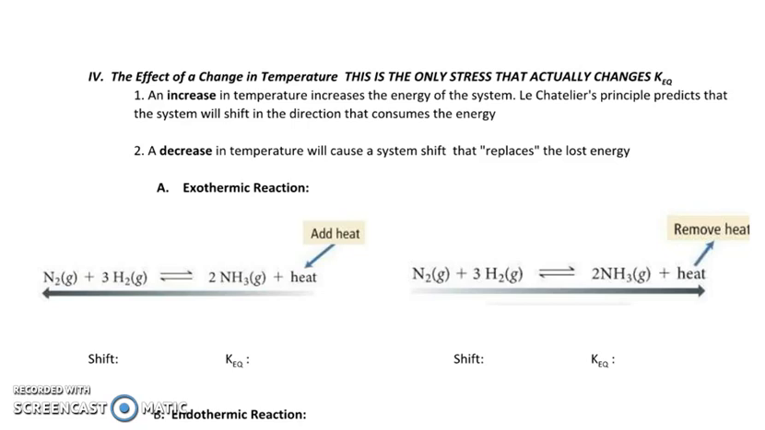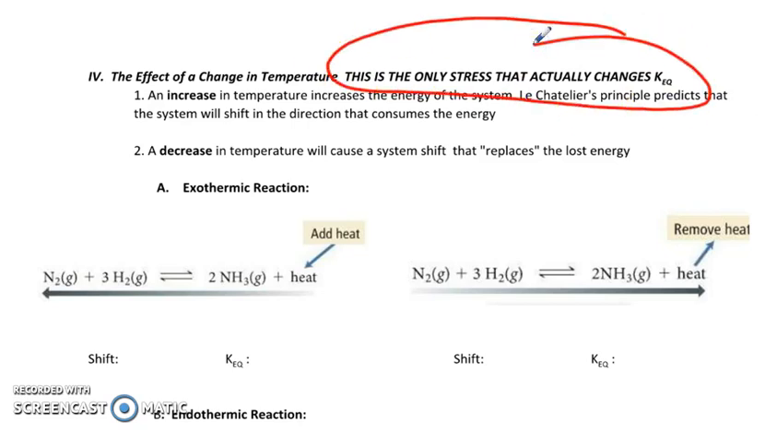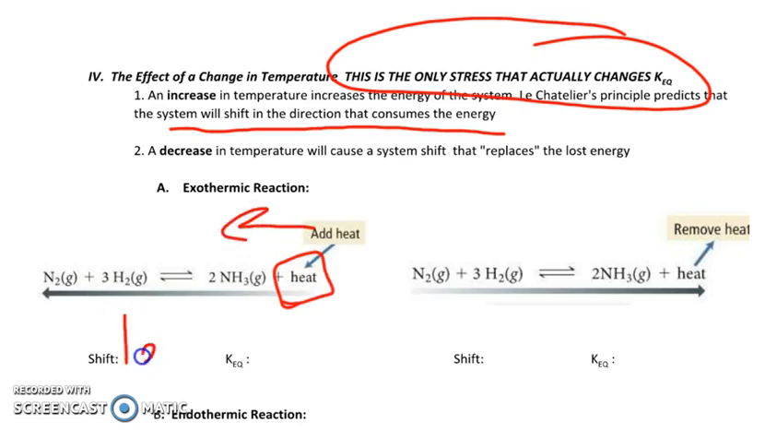Okay, so here is the third stress that Le Chatelier was talking about. And it is a change in temperature. And this is the only stress that will actually change your equilibrium constant. So an increase in temperature increases the energy of the system. Le Chatelier will predict the system will shift in the direction that consumes the energy. A decrease in temperature will cause a shift to replace that lost energy. Folks, this is the same thought as if heat were a chemical, all right? So if heat is on the product side and you add heat, it's going to shift this way, left.